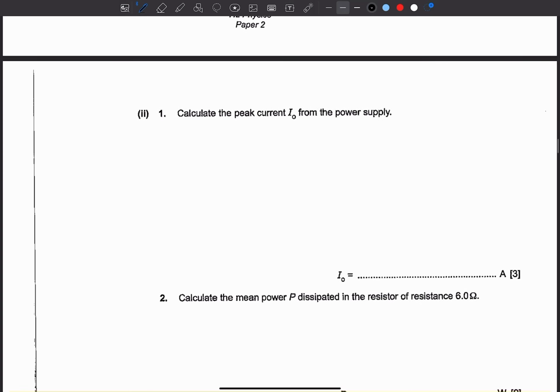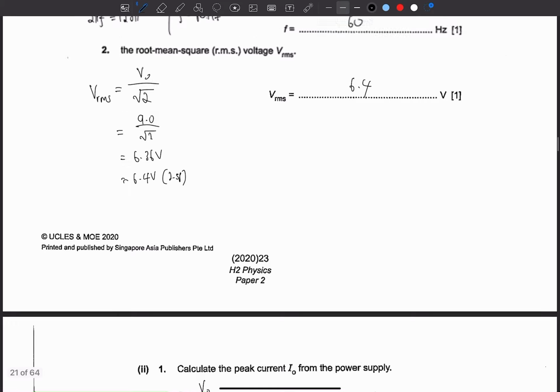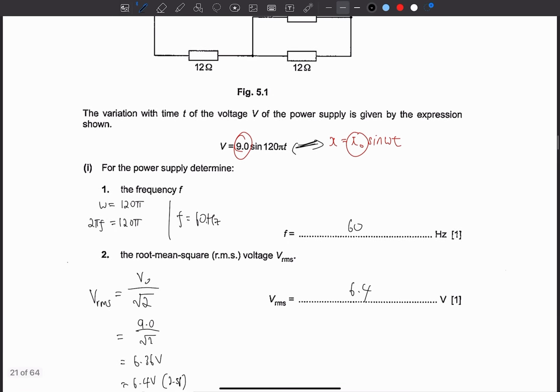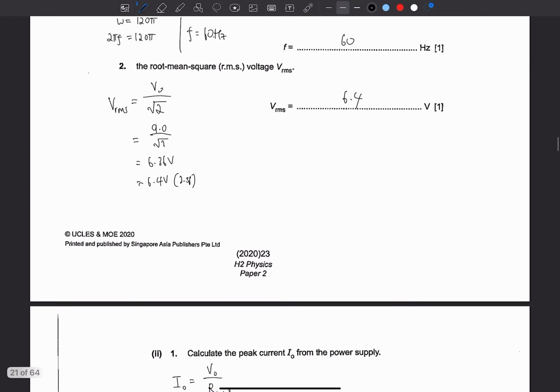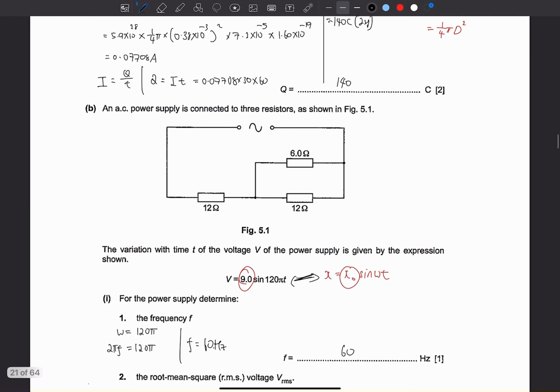Alright, now they want us to calculate the peak current. So, peak current, I equals V over R. So peak current equals peak voltage divided by total resistance. Do we have V naught? Yes, we do have V naught, which is 9.0. Do we have resistance total? No, we don't. But the values for the resistors were given to us, so we can figure that out.